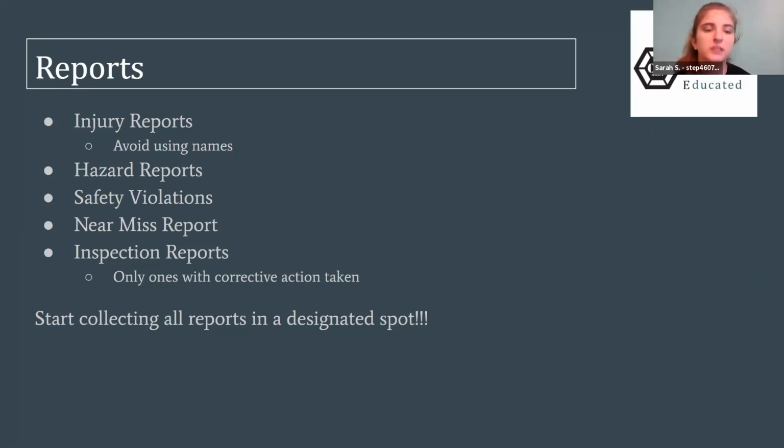A very good thing to know when you're using the spreadsheet, which we'll talk about more, is you want to avoid using names. So you'll fill out, okay, it's either a mentor.